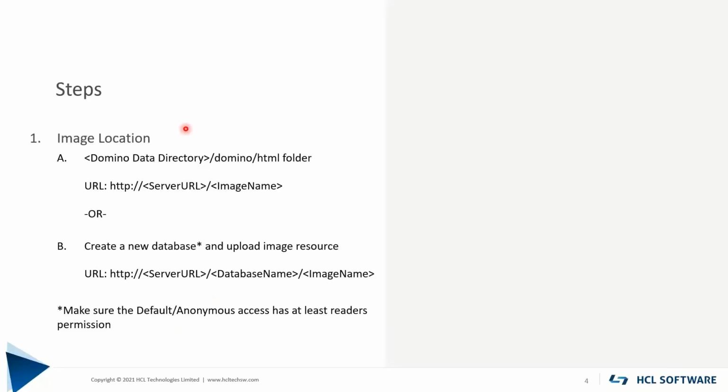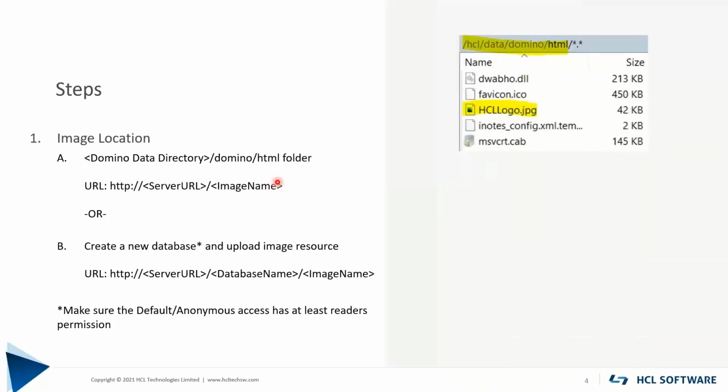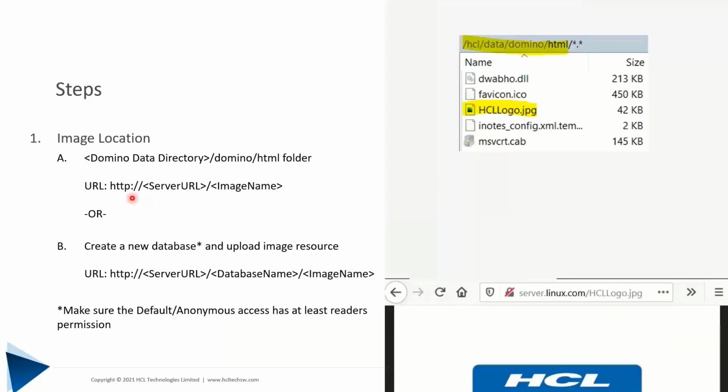So here are the steps you need to perform to customize the workspace background. First, you have to have an image location. You can have an image location outside of Domino, but for this video, I'll be showing you how you can put it on your Domino server to be accessed by your users. The first option is you can put the image in the HTML folder under the data directory. If you have that image in this HTML folder, the URL would be something similar to this.